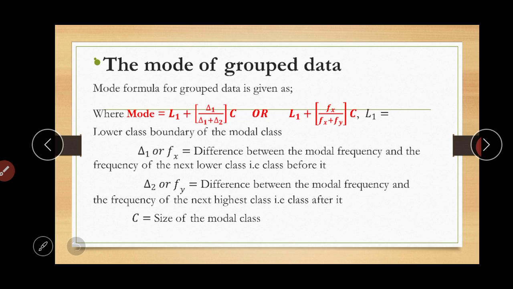So it is just the lower class boundary of the modal class, plus the frequency of the modal class minus the one before it, over the frequency of the modal class minus the one before it plus the frequency of the modal class minus the one after it. That is then times the class interval.